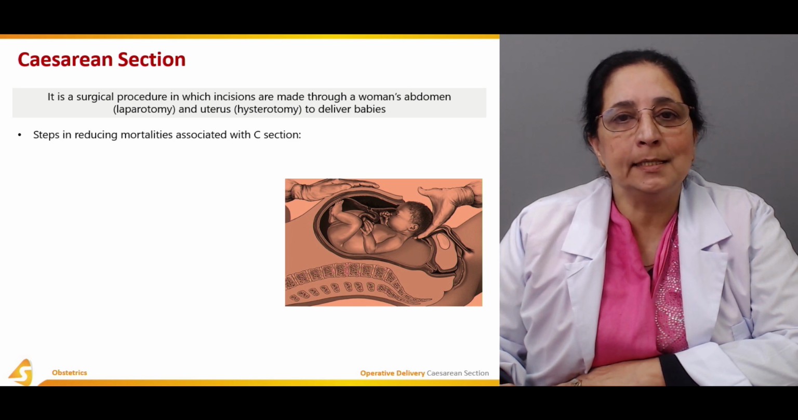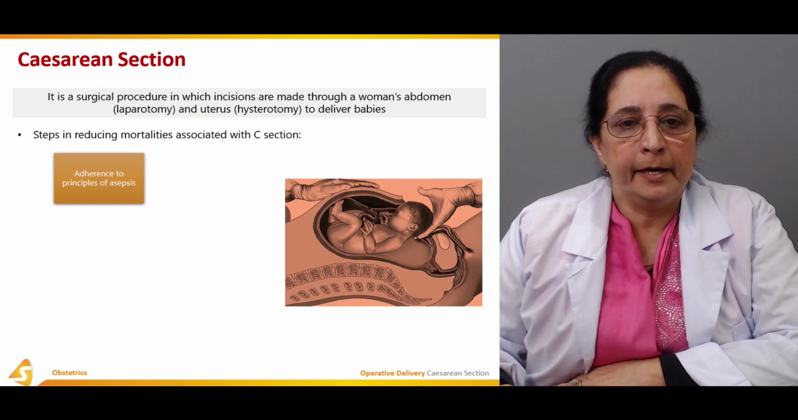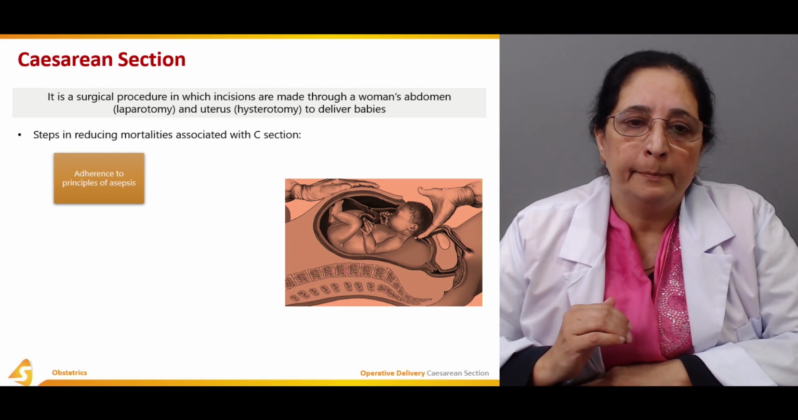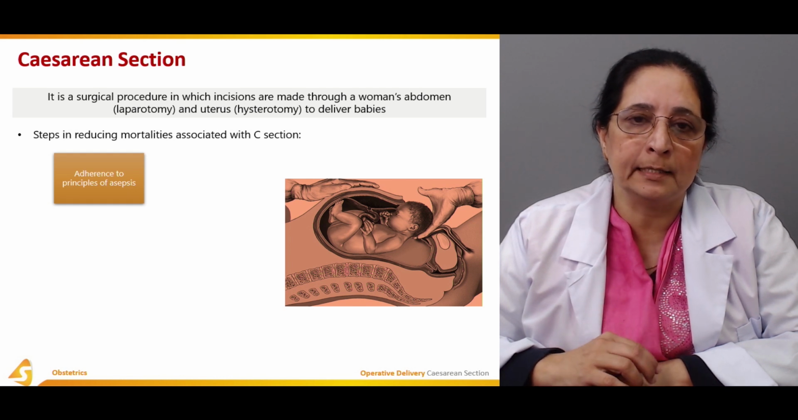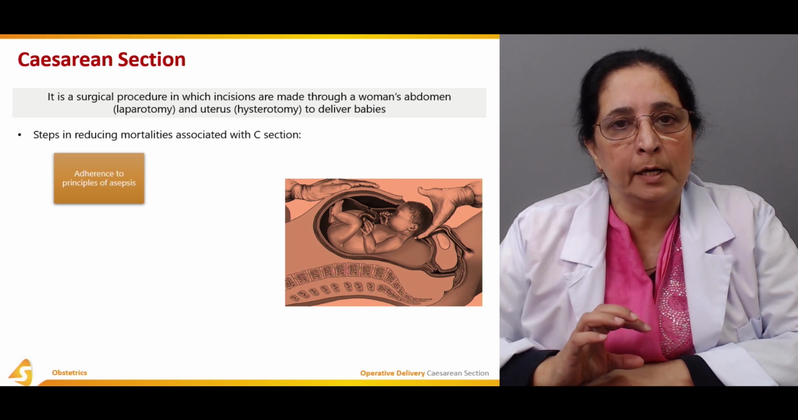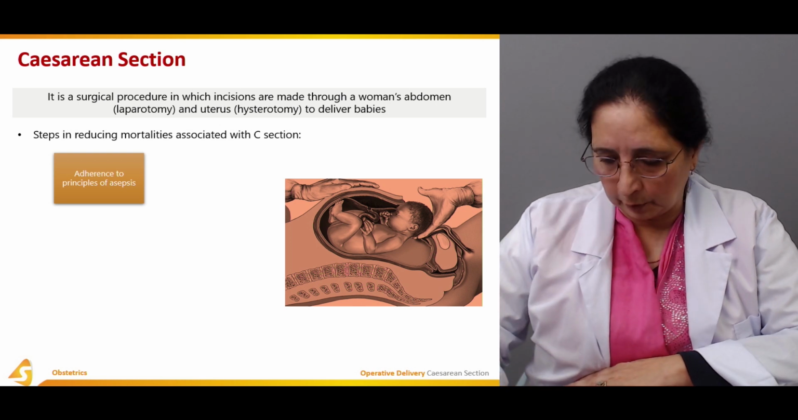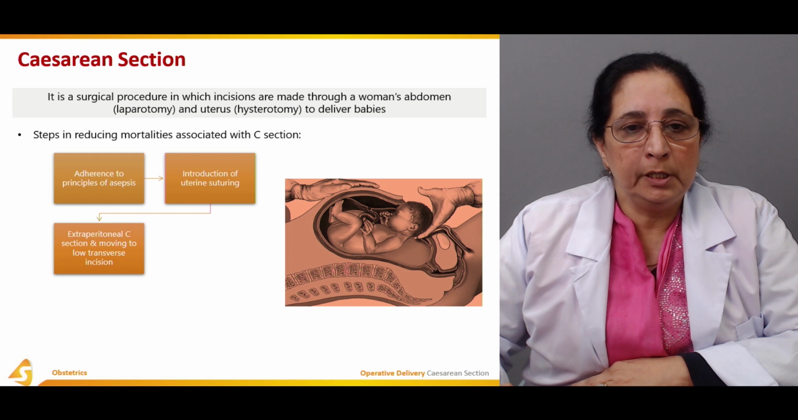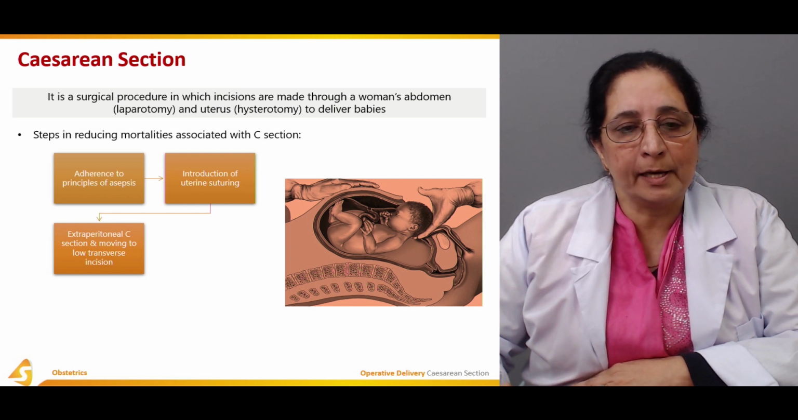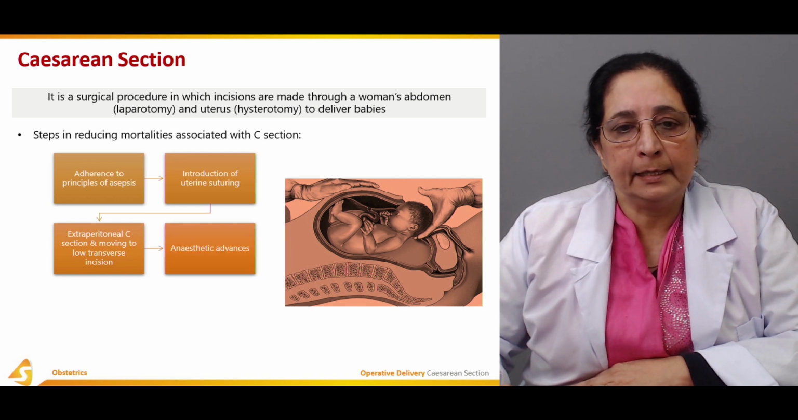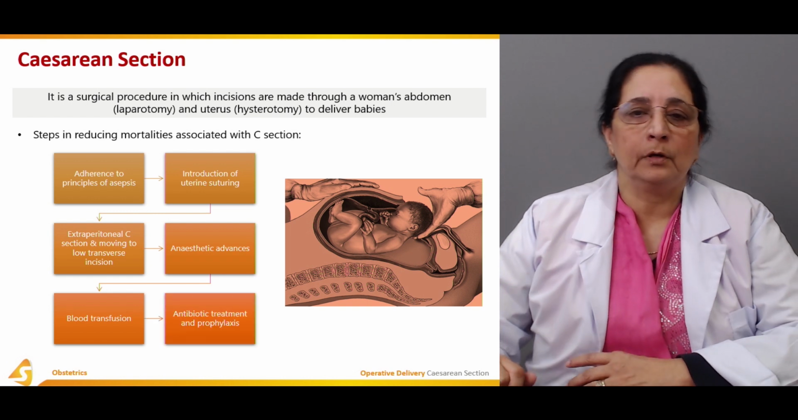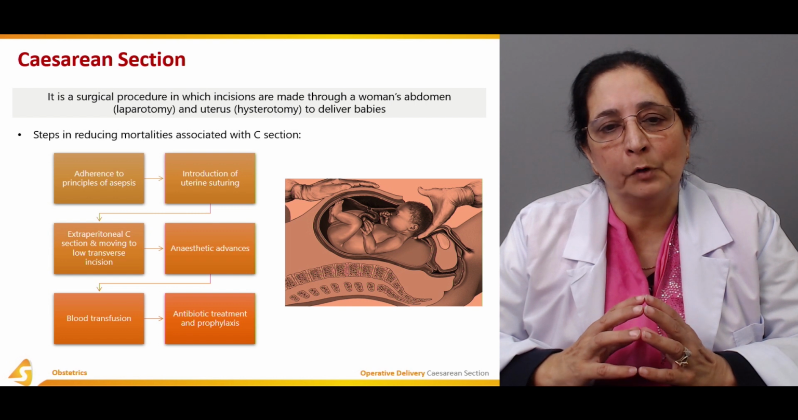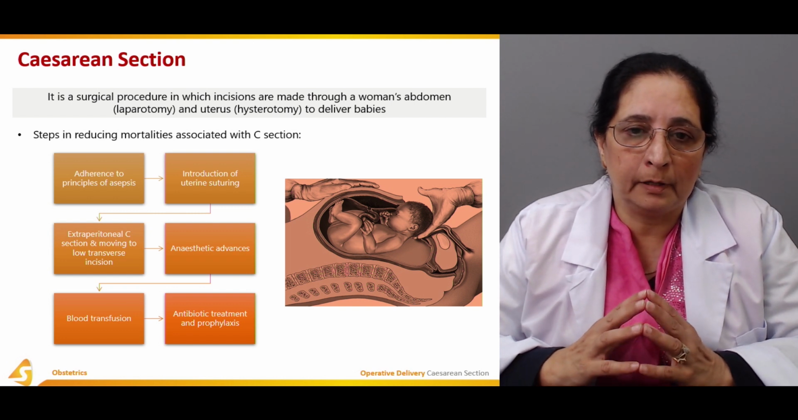Steps in reducing mortalities associated with C-section. Adherence to the principle of asepsis, because it's an invasive procedure. Very careful measures should be taken to reduce the chances of infection or sepsis, so strong adherence to asepsis is important. Introduction of uterine suturing, extraperitoneal C-section and moving to low transverse incision, anesthetic advances, blood transfusions, antibiotic treatments. All these are steps that play an important role in reducing the mortalities associated with C-sections for delivering the babies.